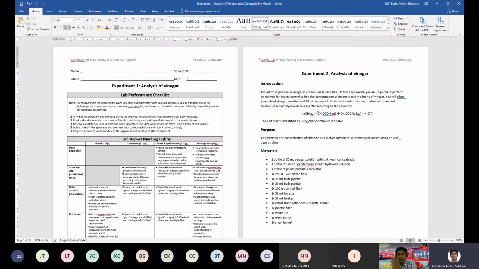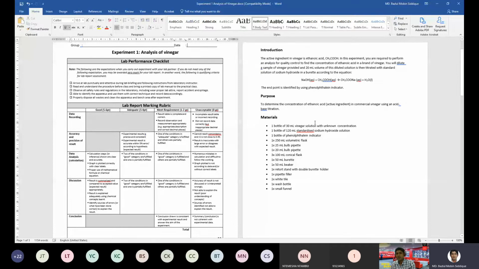At the end, how do we know it? Because we will use an indicator, which in this case is phenolphthalein, and phenolphthalein will change its color from colorless to pink. So after this, we will check how much, because we need to find out the concentration or amount of acetic acid in the solution.